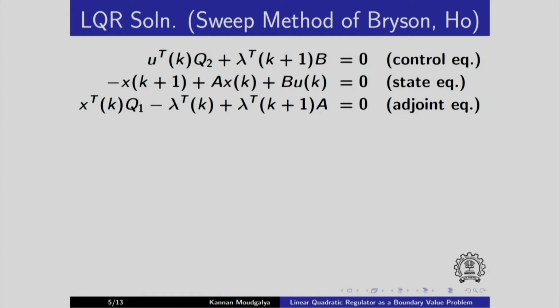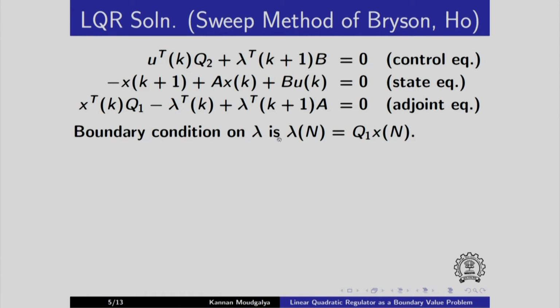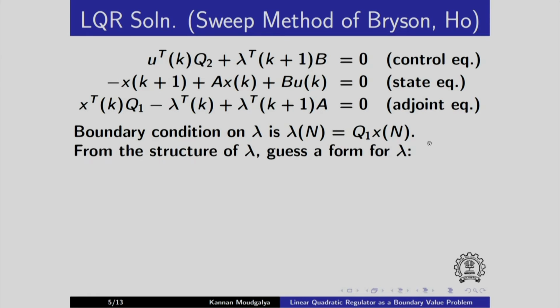Let us start with these equations. Recall the boundary condition on lambda n, which is q1 x of n. From the structure of lambda, we will guess a form for lambda. We expect a solution of this type, lambda k equals S k x k. It looks like this. In fact, from this we see that S of n equals q1. Please write this down also.